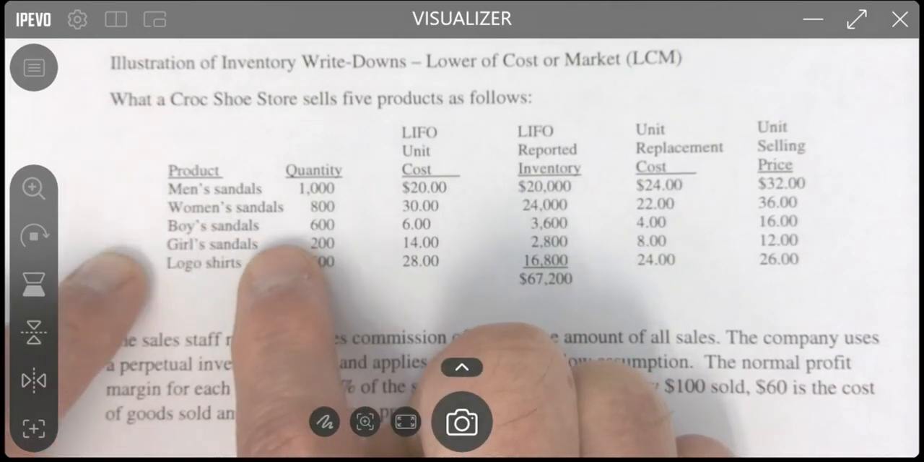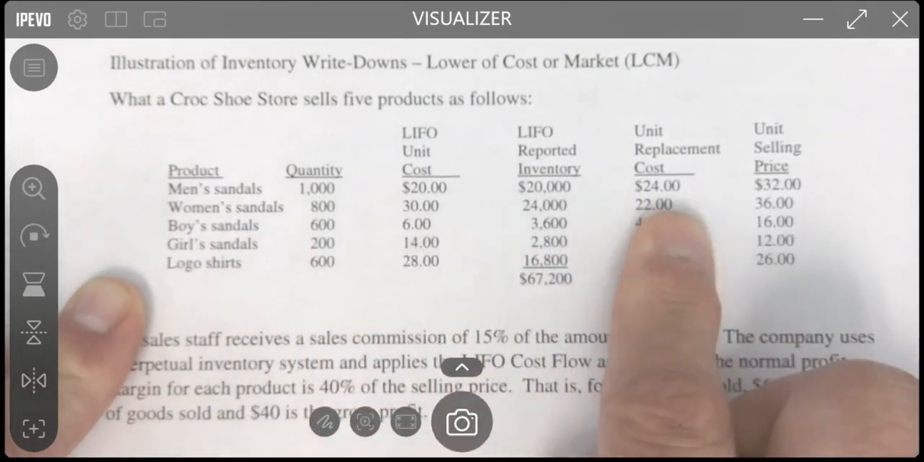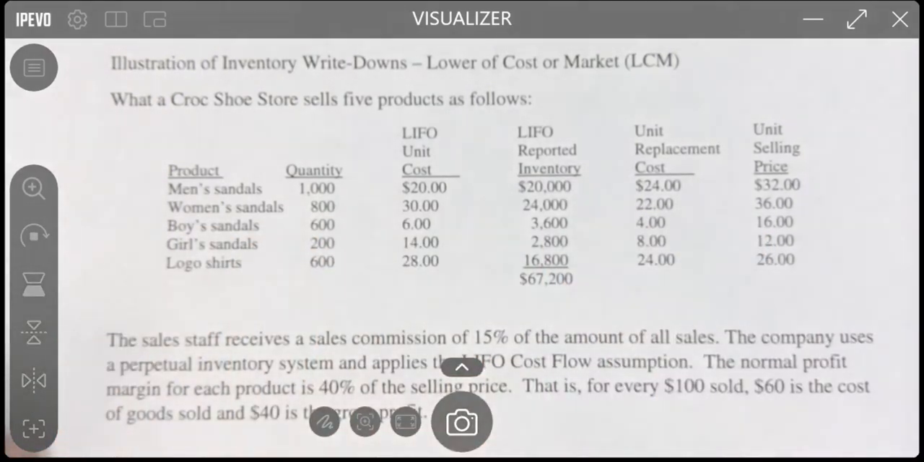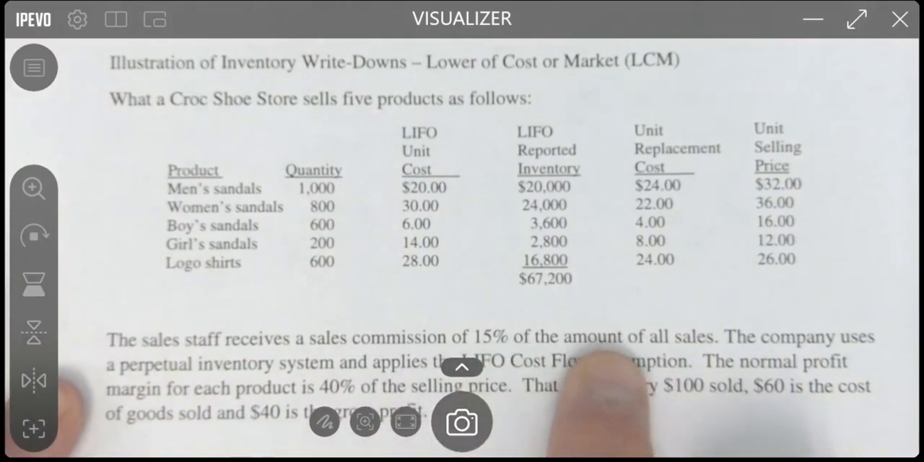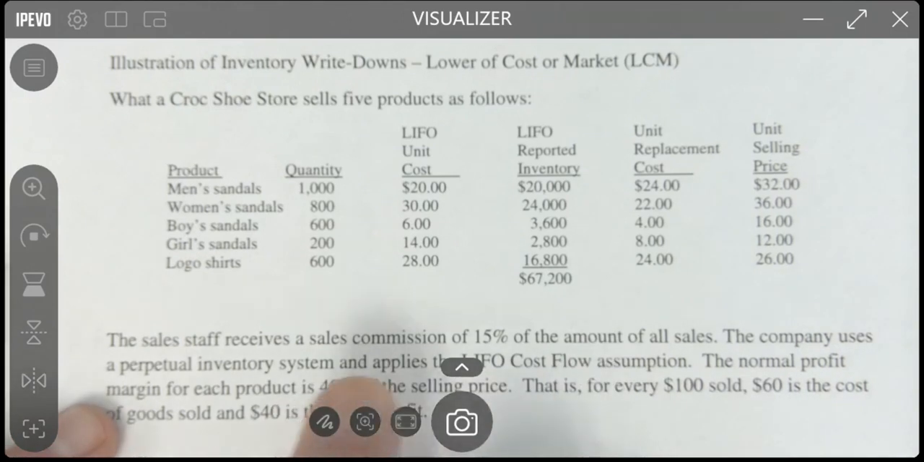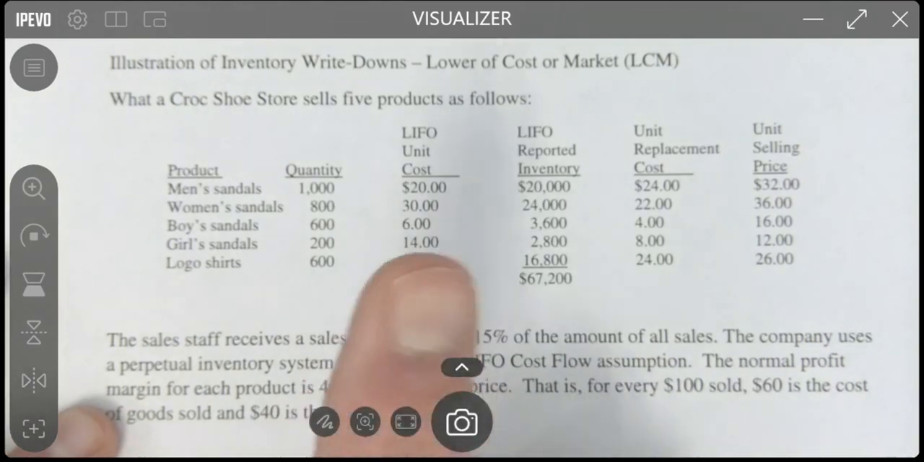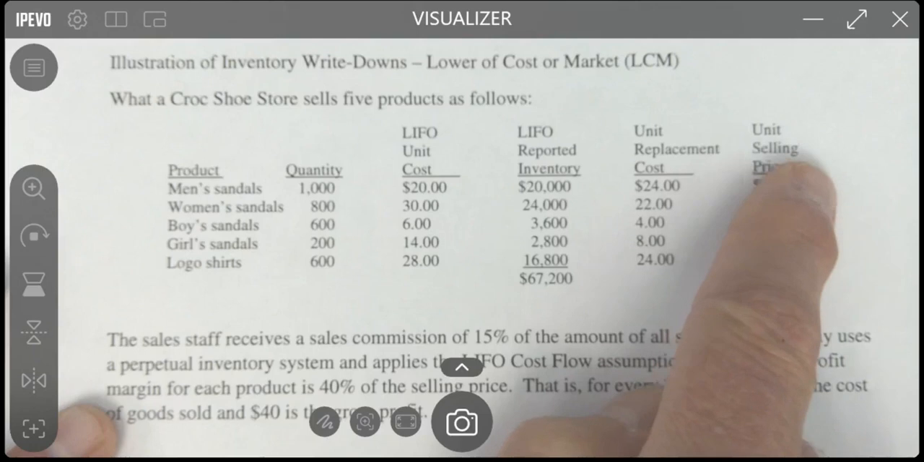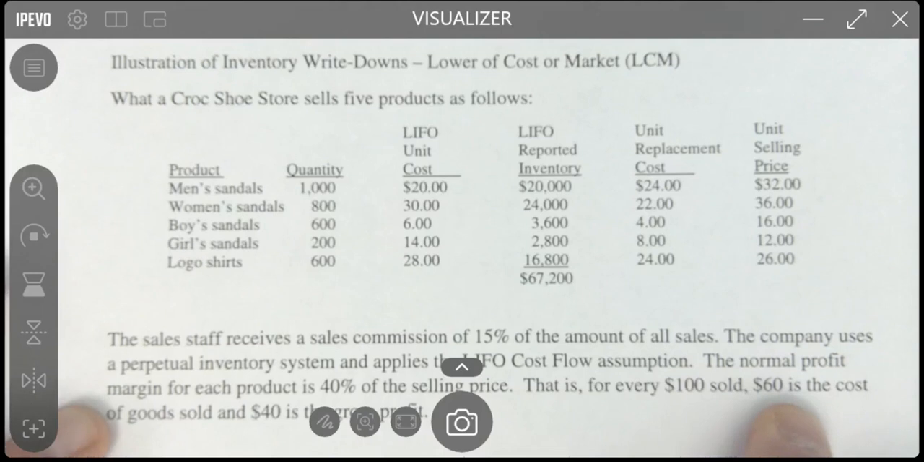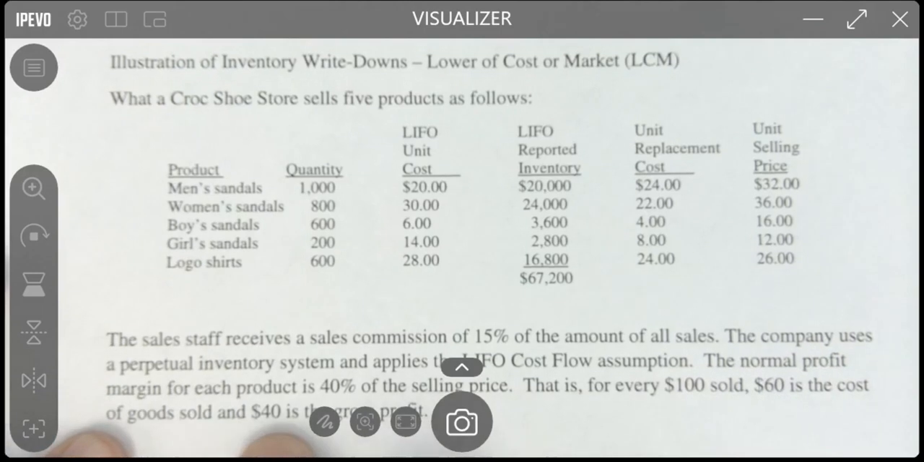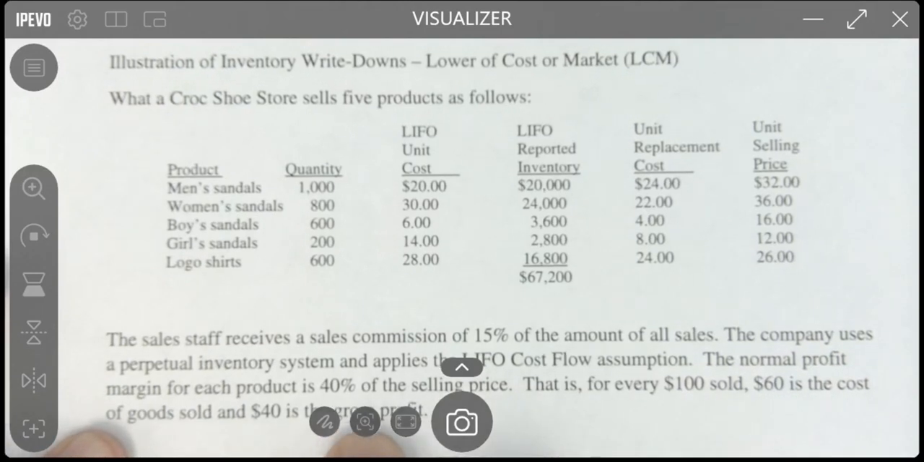And remember, they also have 4 other types of products, and there's the information for those. The sales commission is 15% of the amount of the sale. The normal profit margin is 40% of the selling price, that column. That is, for every $100 sold, 60 is the cost of goods sold, and 40 is the gross profit.